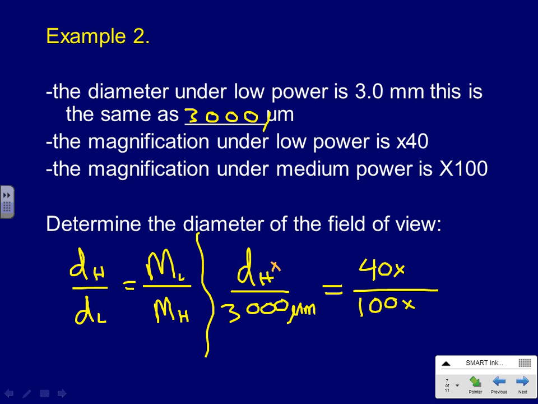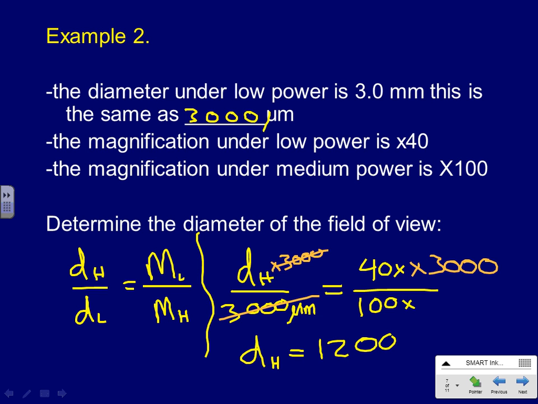Just like the last time, I'm going to multiply both sides by 3,000. dH is equal to. What do you got? 1,200? 1,200 micrometers. Okay? So calculating the field of view is not so bad. It's an inverse relationship. We just have to keep in mind that there's a higher one and a lower one, and we just have to substitute our information in. Any questions or concerns on that? Pretty straightforward. Okay, so now we know how big the field of view is.